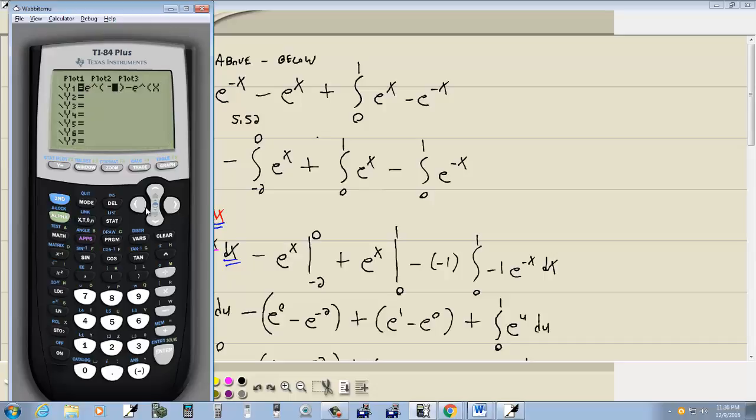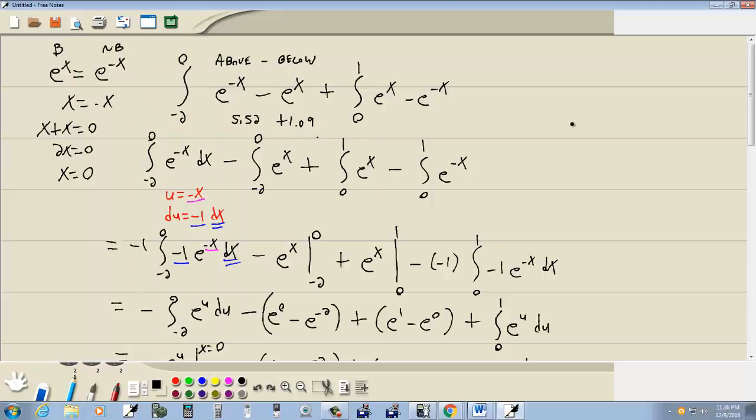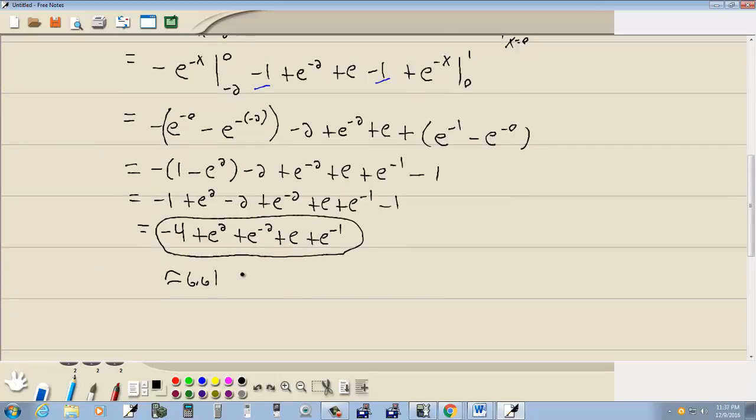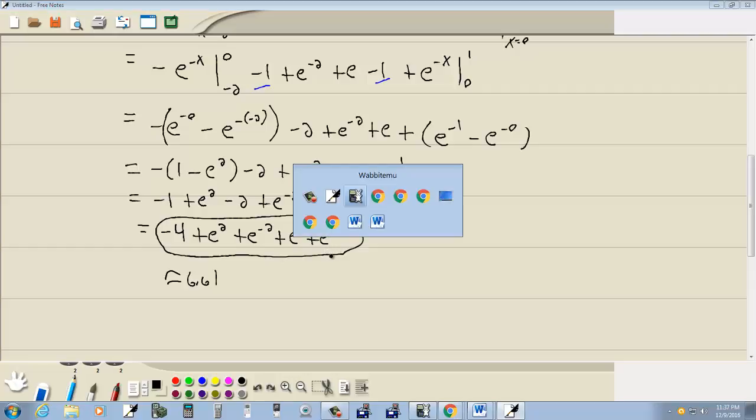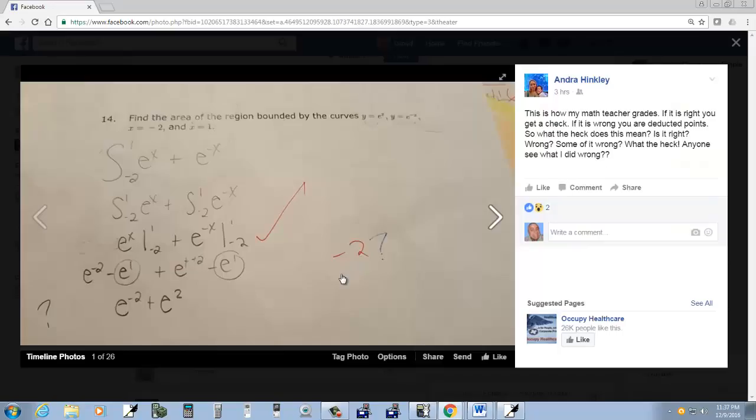It's e to the x minus e to the negative x. Second trace, choose 7, then 0 to 1. 1.09. Plus 1.09, what is that, 6.61 more or less? We got some rounding errors there, 6.61. So this should be your answer. I don't know how many points the problem was worth, but if it was worth 10 or something, they're very easy under grading, because you're fairly far off. Not being insulting.